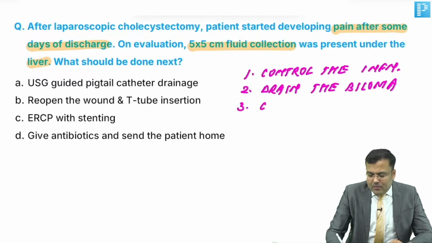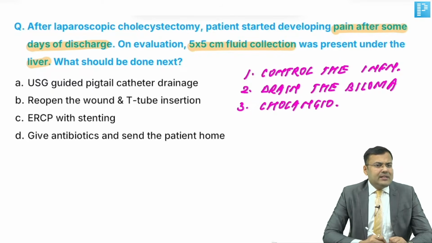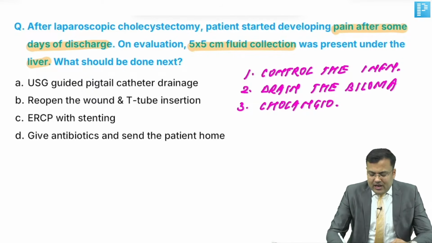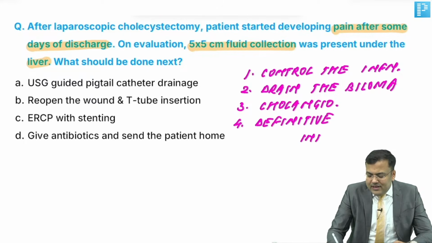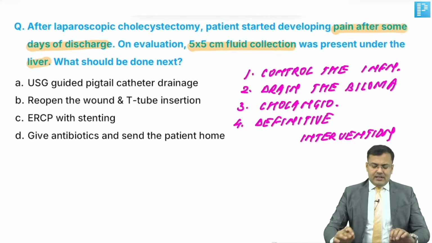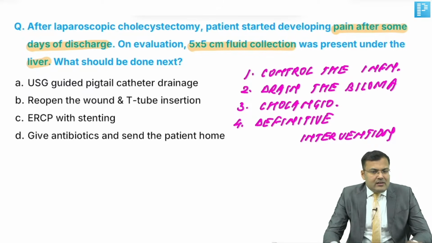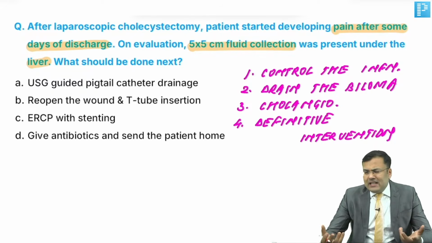Third, complete the cholangiography. How we perform cholangiography? MRCP, and then you find the stricture. After that, you go for definitive intervention. So here are the steps. Patient came and on ultrasound there is 5 into 5 centimeter collection, and if there is 5 into 5 centimeter collection, you have to drain it. And how will you drain it?